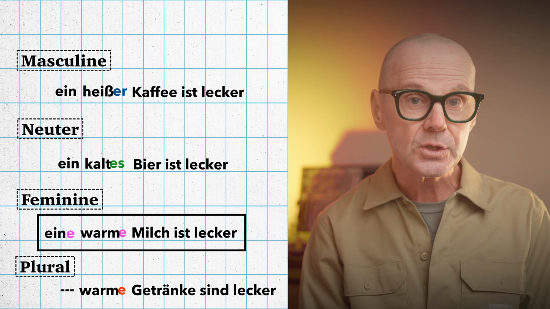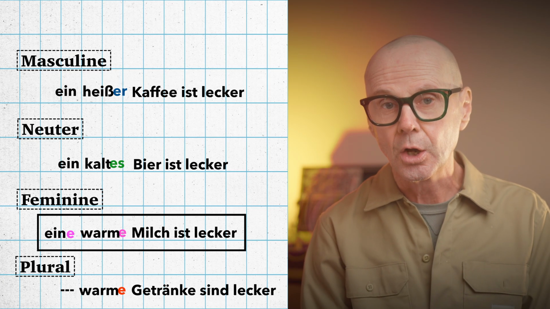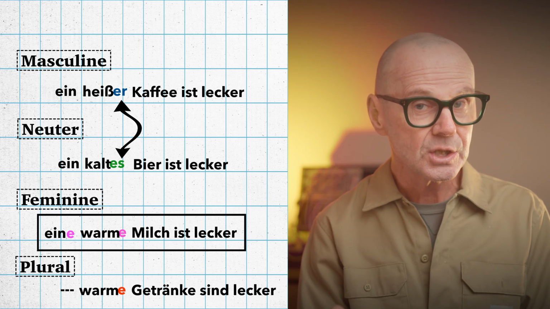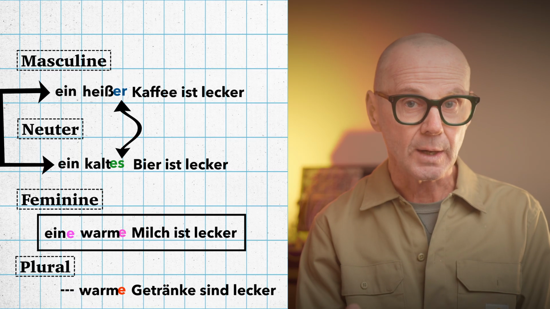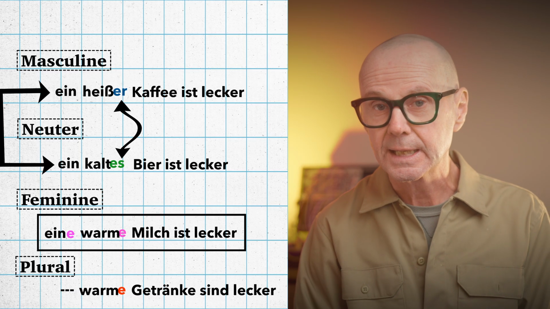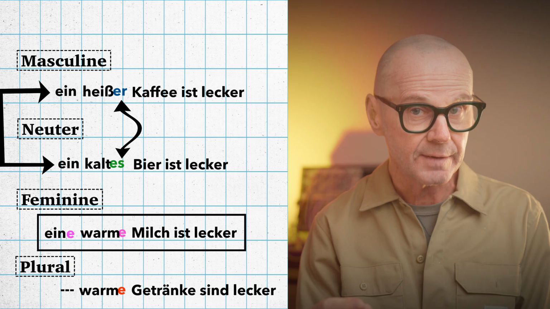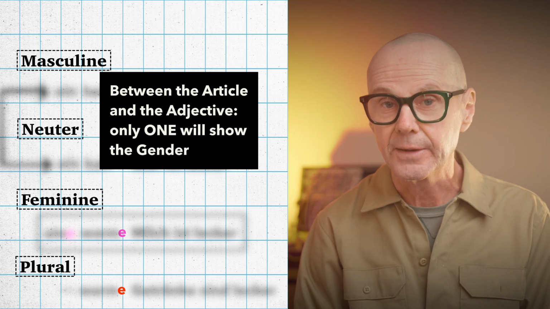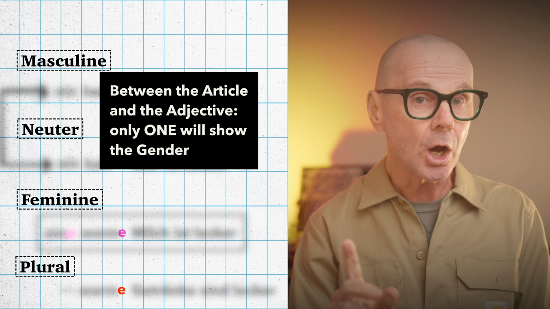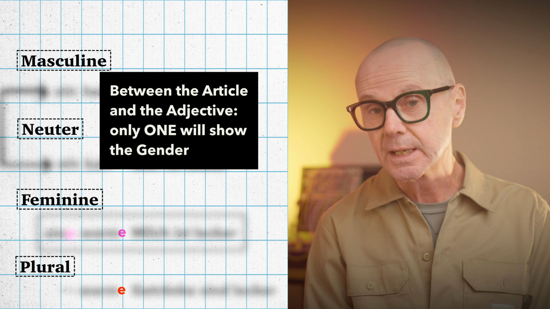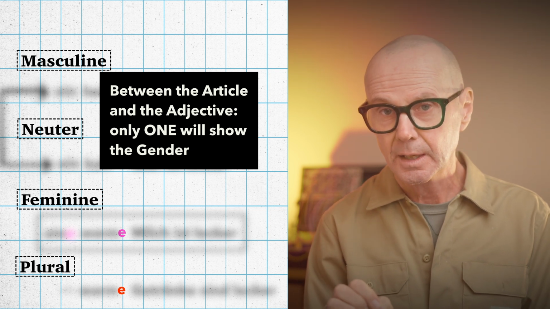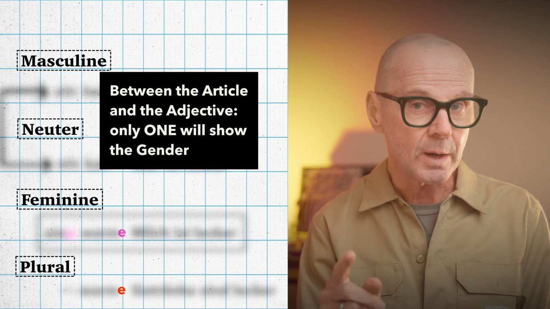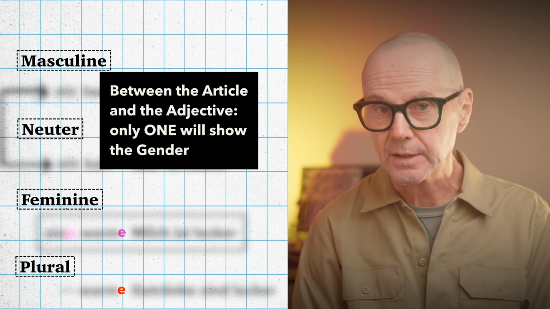But if we look at the other two, then we can see that only really the adjective tells us what the gender of the noun is. The indefinite article eine only really indicates that the noun is not feminine. So if we compare the article and the adjective, then only one of them is giving us reliable information about the gender of the noun. And we'll need to remember this when we start using the definite articles.